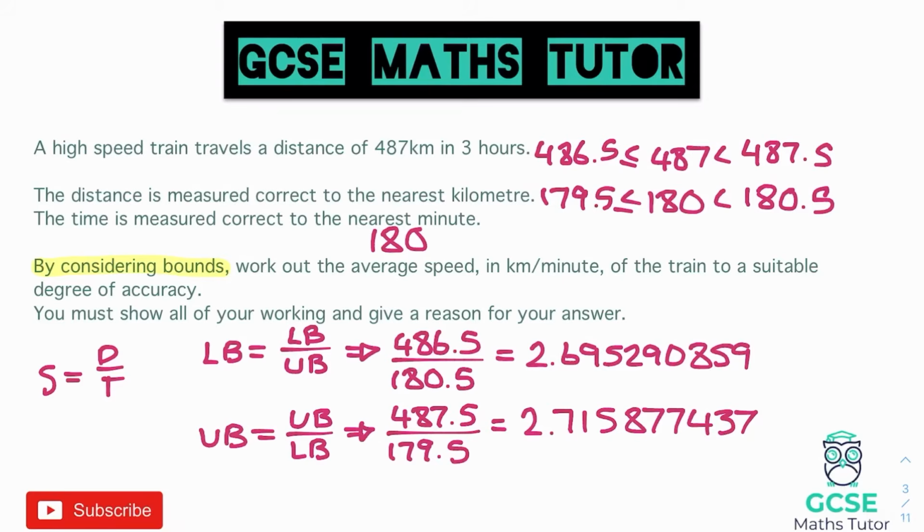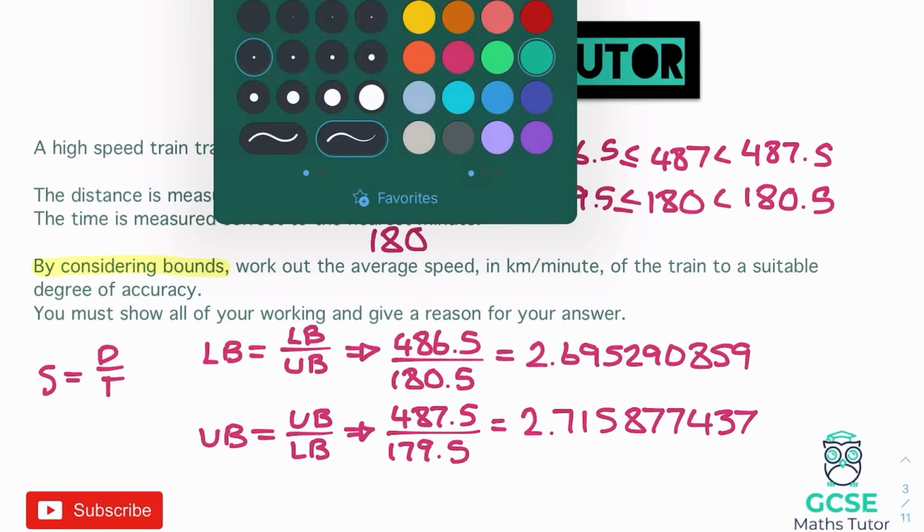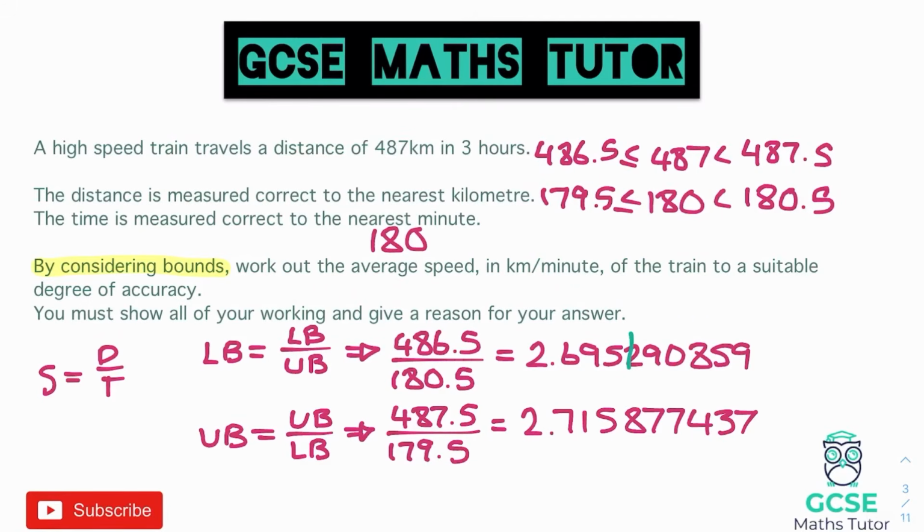Now looking at these to 3 decimal places, let's just draw a little line in here. So to 3 decimal places, one rounds to 2.695 and the other rounds to 2.716. So that doesn't match. So we'll get rid of those and we'll try 2 decimal places. So to 2 decimal places, the top one there rounds to 2.70 and the bottom one rounds to 2.72. So again, we don't get a match.